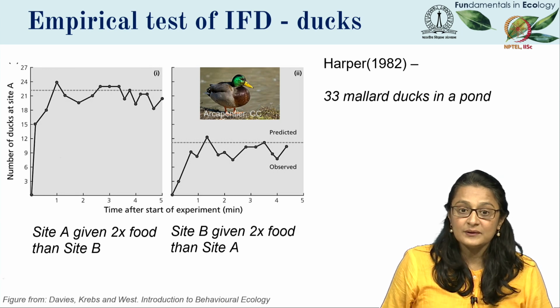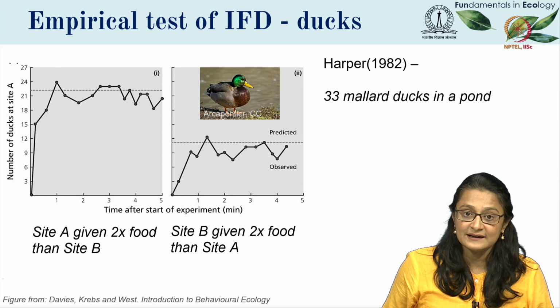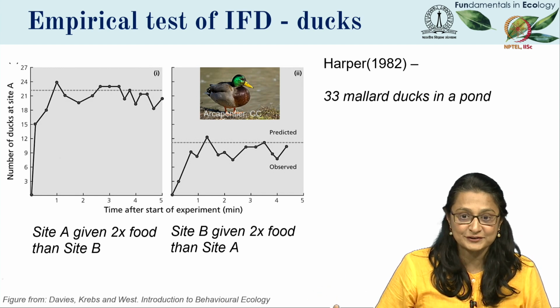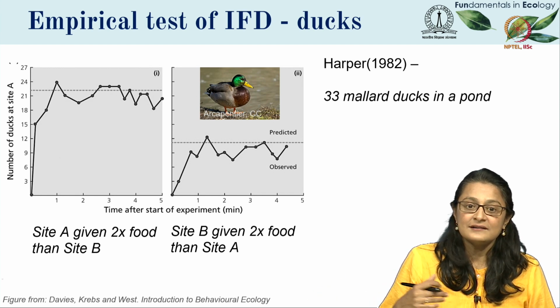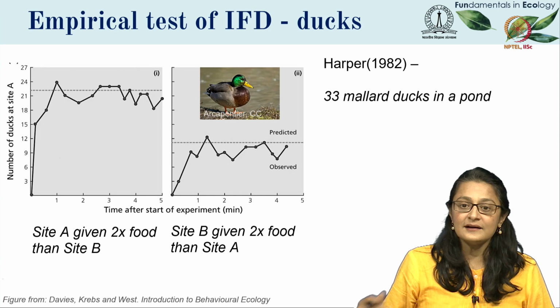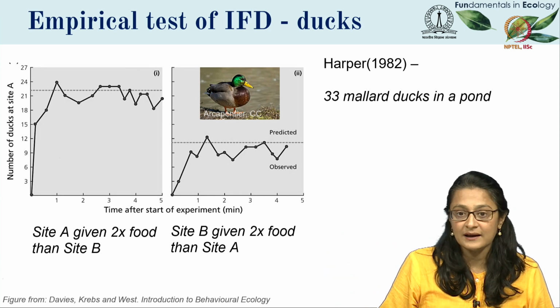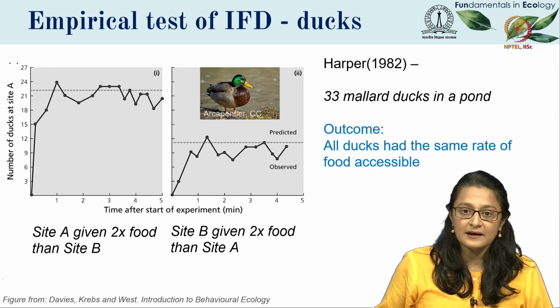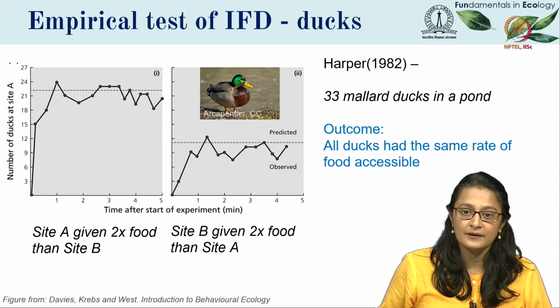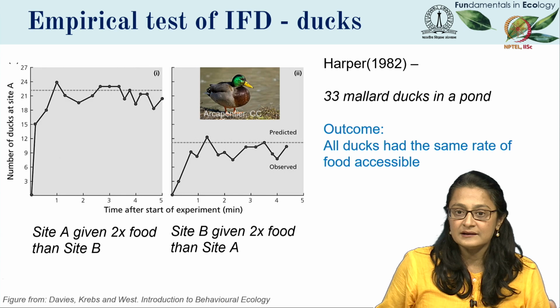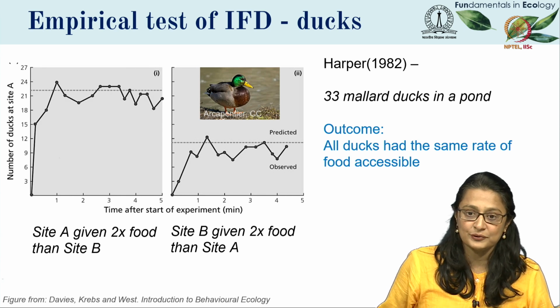Side B was given 2 times more food than side A, and again the ducks shifted so that now side B had 22 ducks and side A had 11 ducks. Again, the same thing happened here. The outcome is that all ducks had the same rate of food accessible to them.